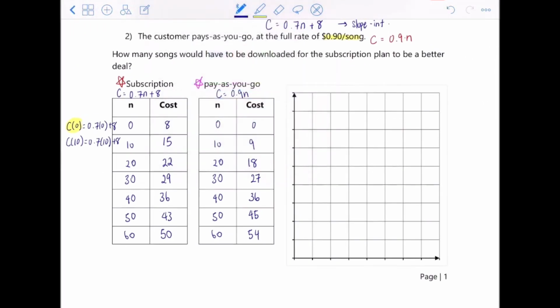All right, we first need to set our axes. So our independent variable is n. So n goes horizontally here. So n is the number of songs. And cost is the dependent variable. So C, where this is in dollars.